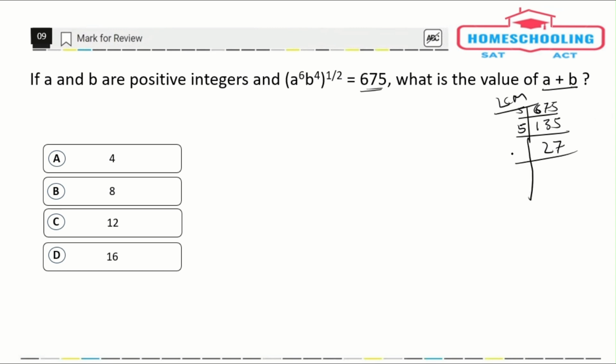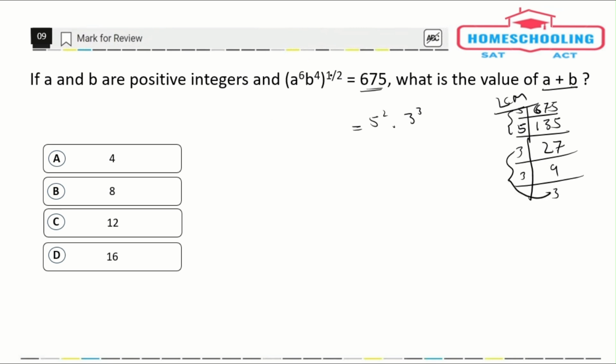And this can be written as 3, 9 times 3. So from this, what can we say that 675 is? 675 is 5 square into 3 cube, because after factorizing, as you can see, it is 5 square into 3 cube.